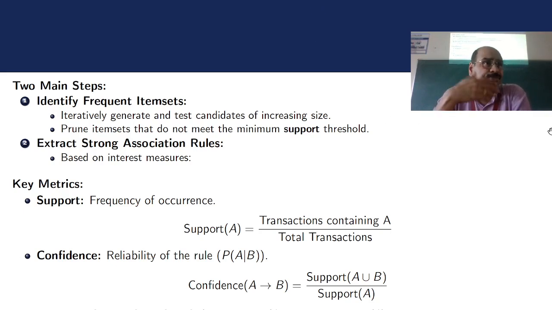So here I'm just detailing the way in which this algorithm works. First we identify the frequent item sets, generate and test the candidates of increasing size, and prune, that is, cut down the item sets that do not meet the minimum support threshold. Then based on the interest measures, we make out strong associations.